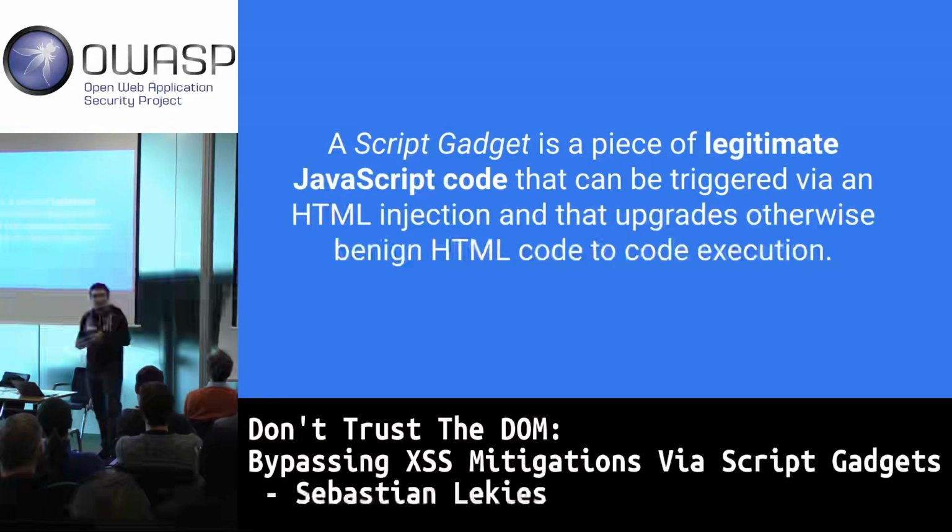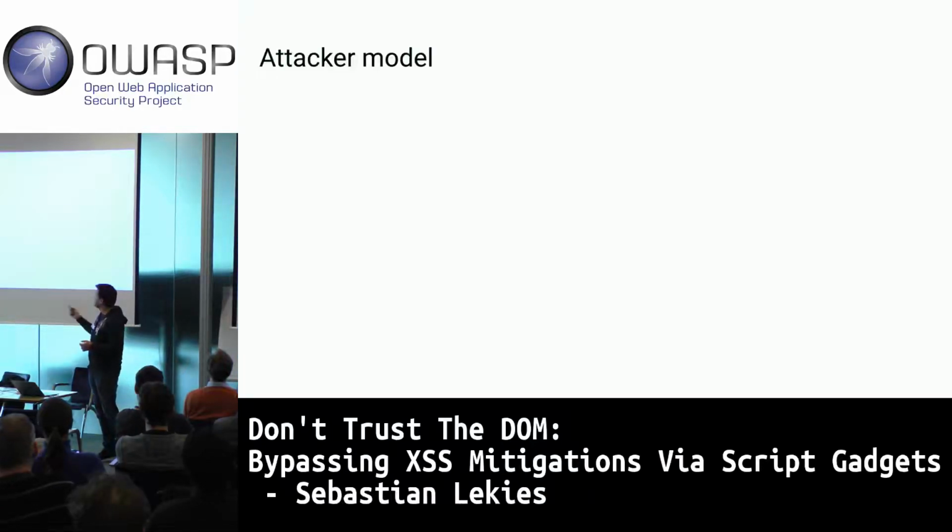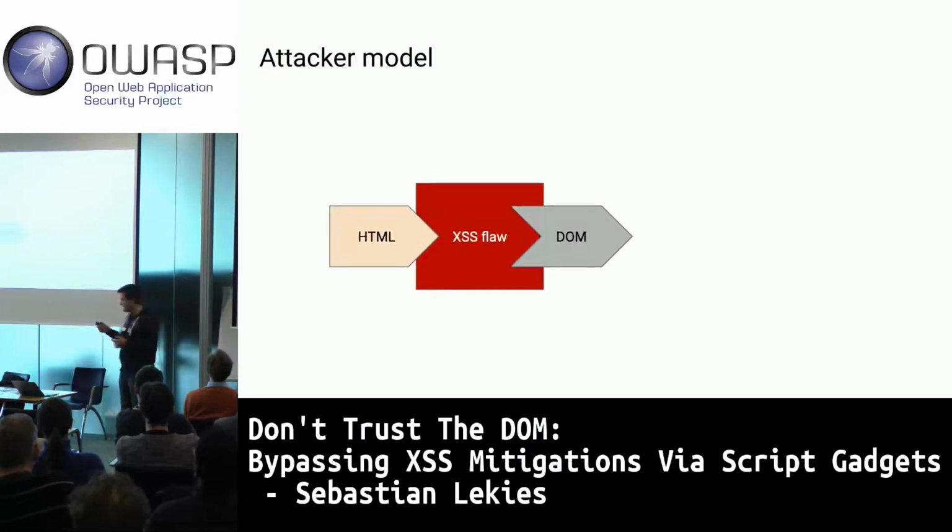To summarize, a script gadget is a legitimate piece of JavaScript in a page that takes a seemingly benign piece of HTML and upgrades it to code execution. And that's how we can bypass XSS mitigation. And here I quickly want to summarize the attacker model. Here we see how an XSS works. We have the document object model. We have an XSS flaw in the page, and usually attackers inject HTML.